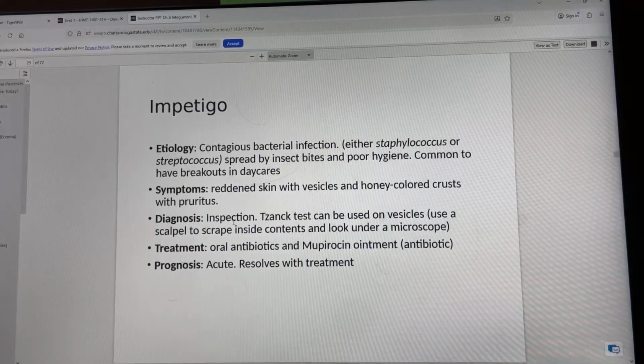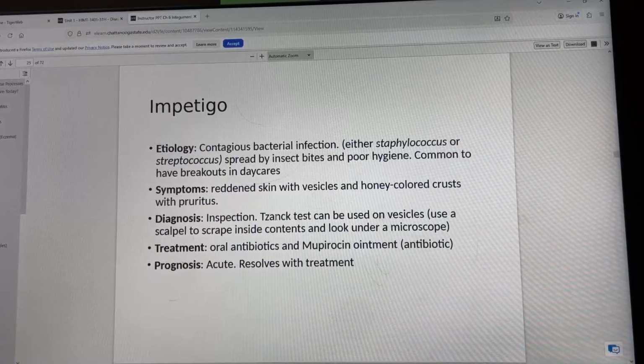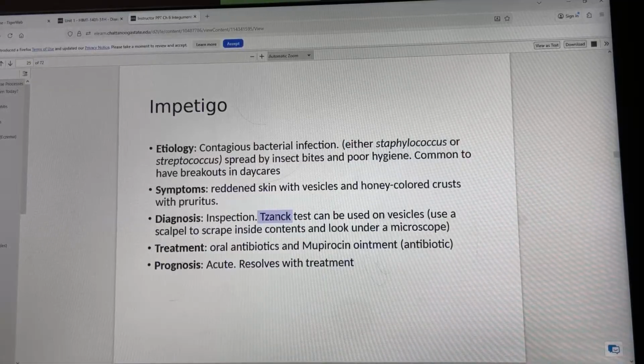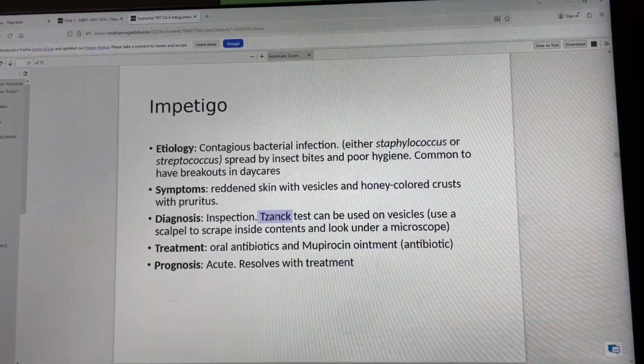A lot of this is also, again, just diagnosed with inspection. Anytime there's a vesicle, with the fluid inside, you can do something called the Tzanck test if you're not sure. If someone has vesicles on their face, you might not know: did they get poison ivy, are they having shingles, or do they have impetigo? You can't always tell by looking, especially if it's unclear. So the Tzanck test can be used on anything with a vesicle.